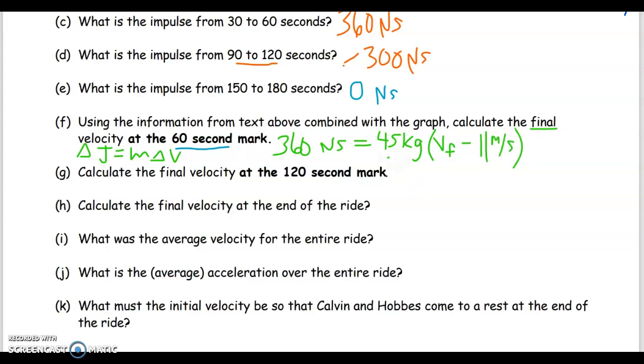All right, so then of course you can divide by the 45 on both sides because we want to get the final velocity on a side by itself. And once we do that, we would have 8 equals VF minus 11. So of course we add the 11, and that tells us that the final velocity at the 60-second mark is 19 meters per second.